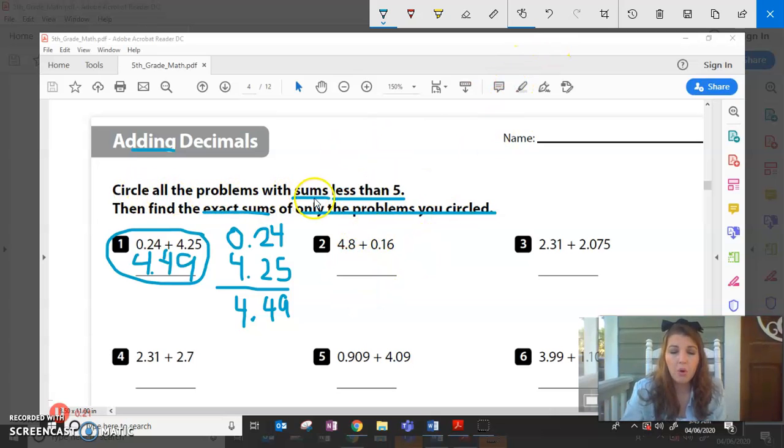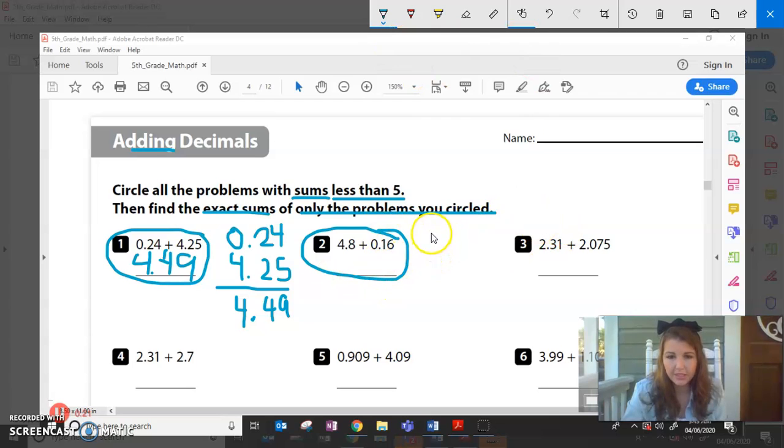Again, circle the problem only if it's going to be a sum less than 5. This one's a little trickier because in this first problem I have tenths, and in the second one I have hundredths. If I was to add 8 tenths to 16 hundredths, I could think of 8 tenths as 80 hundredths. 80 hundredths and 16 hundredths would still only be 96 hundredths, which is less than a whole. So this would still be less than 5. So I'm going to solve problem number 2.